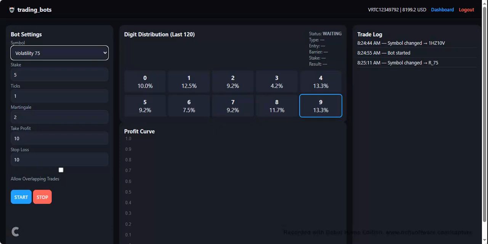Execution speed is central to its design. The Speed Reaction Execution module ensures trades are placed instantly once the entry conditions are satisfied. This makes the bot highly compatible with 1-second tick markets, where delays can reduce edge.